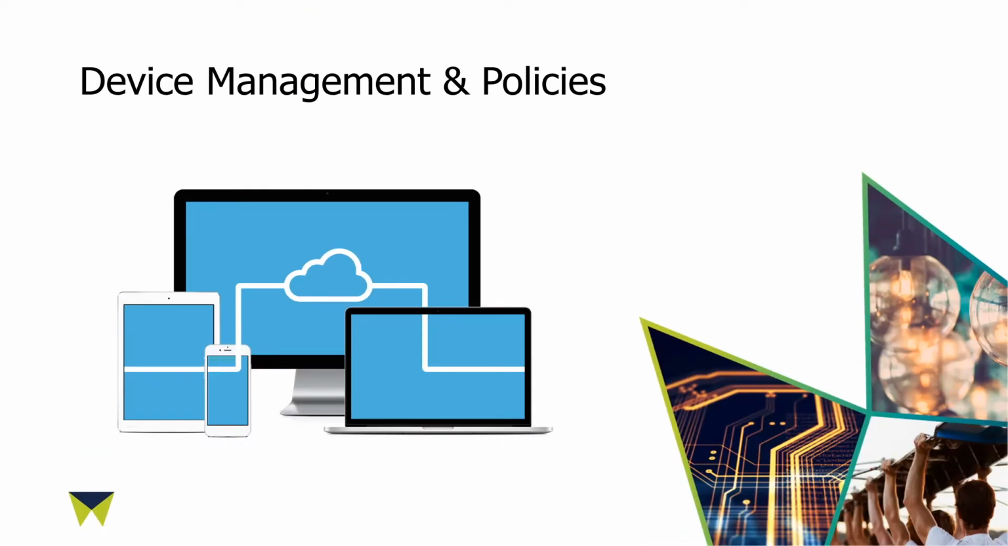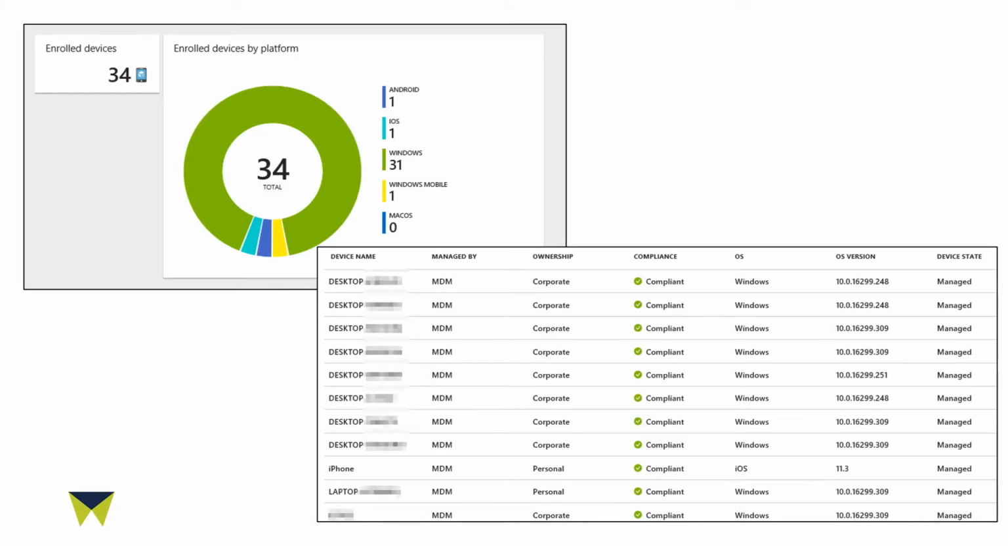So moving on to the device management and policies. Intune allows you to have reporting on what type of devices are enrolled. For example, here we've got 34 devices in total, 1 Android, 1 iOS, 31 Windows devices, and 1 Windows Mobile. You can then go down to exactly the device name, whether it's a corporate or personal device, if it meets compliance, operating system, OS versions, and there's a lot you can drill down into.